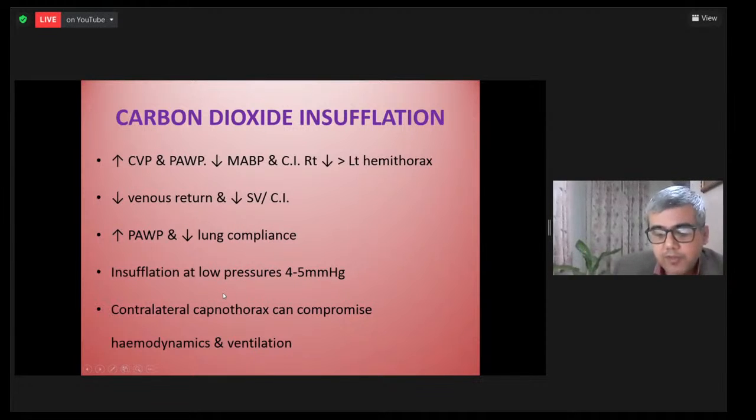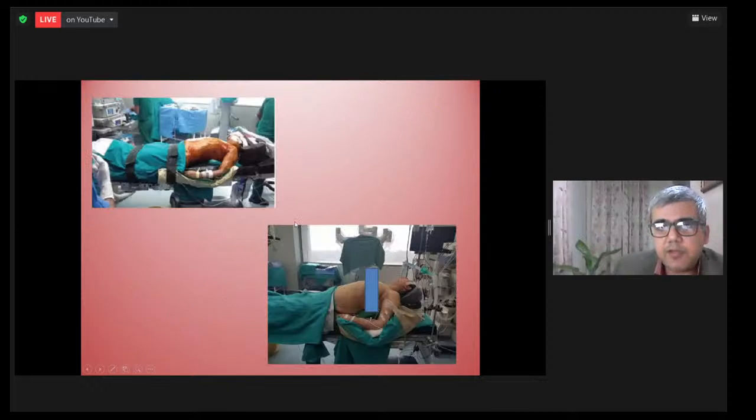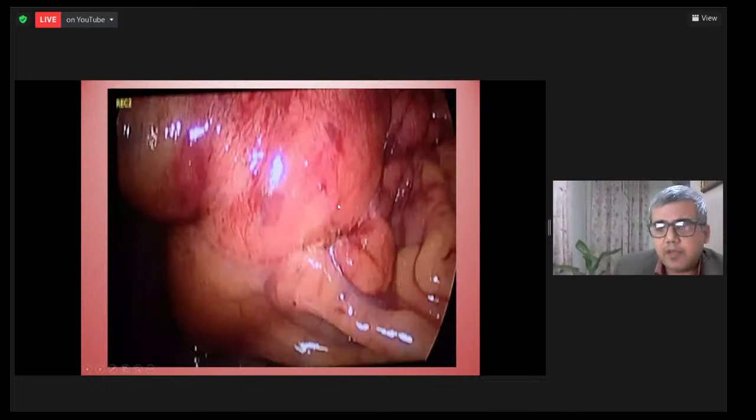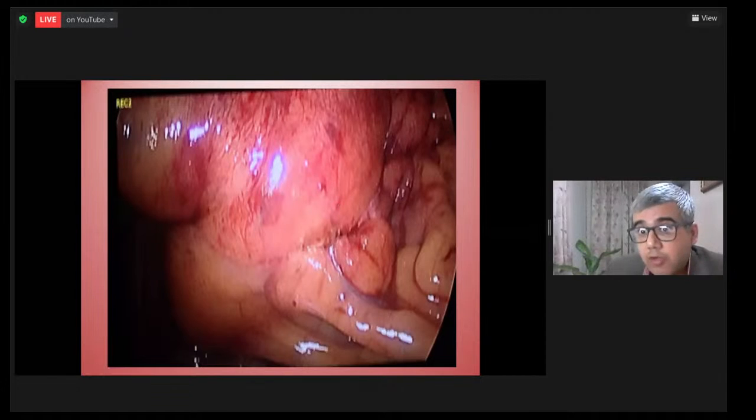Also, one more important thing is, especially when surgeons are doing mediastinal surgeries, sometimes they tend to open the contralateral lung also, and that can lead to a contralateral capnothorax. And the surgeon will tell you that I have opened the pleura of the opposite side. At that time, you may have difficulty in ventilating the lung which is not being operated.